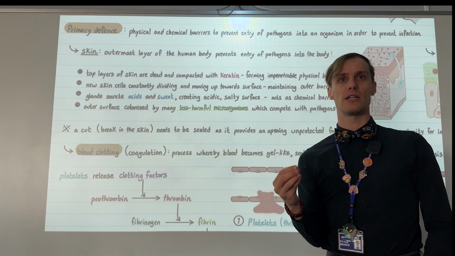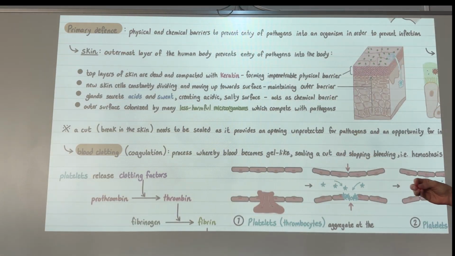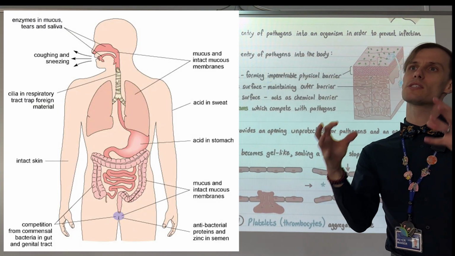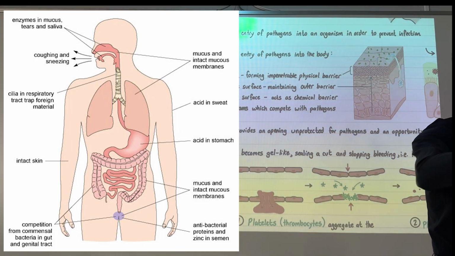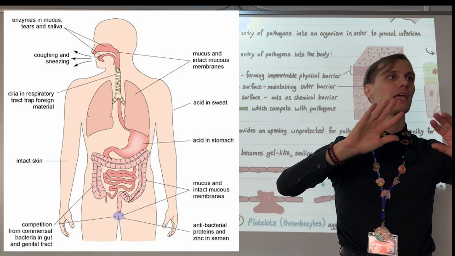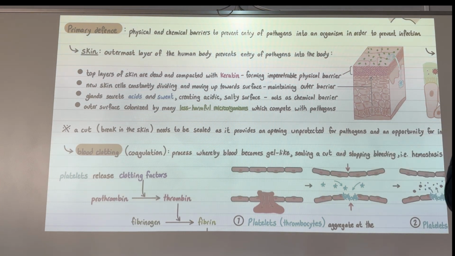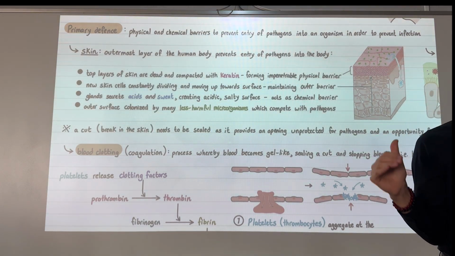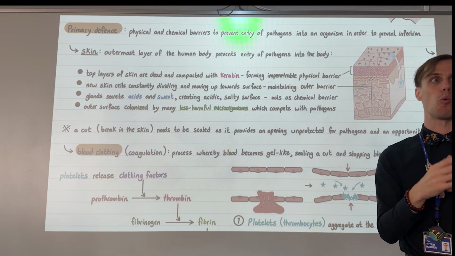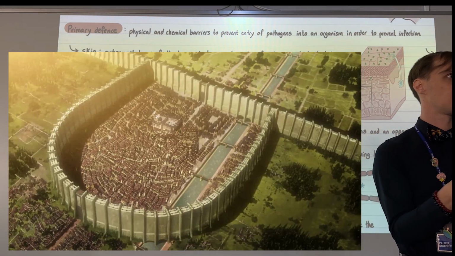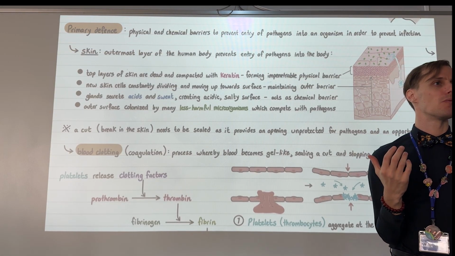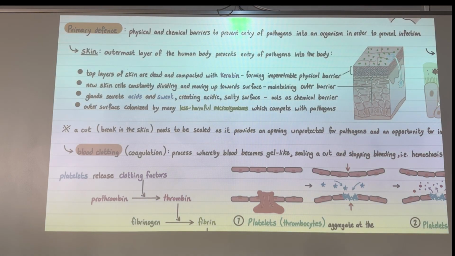Your primary defense in a body is really a barrier. What physical and chemical barriers does an organism have to prevent a pathogen from even entering in the first place? That's what these are. So this is akin to a wall, right? It's a wall in a city. I don't want anything coming in. That's how you can think about physical and chemical barriers here.